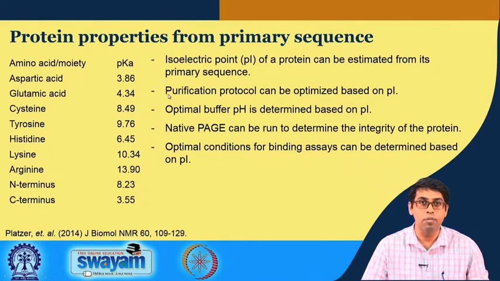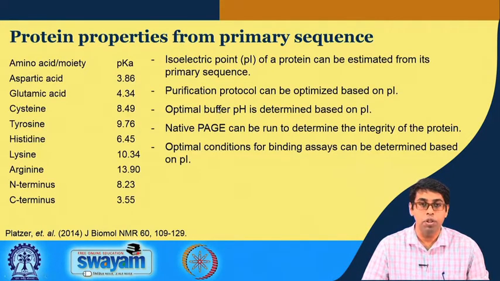The third important parameter that we can determine for our protein from its primary sequence is the pI, the isoelectric point of our protein. As I have discussed in the last lectures, that pI is something that is very useful to determine the purification protocol. So, you need to know the pI, which you can easily get from its sequence, and you can optimize your purification protocol. Once the protein is purified, we can again use our knowledge of pI to optimize the pH of the buffer in which the protein will be solubilized, and subsequent experiments will be carried out.